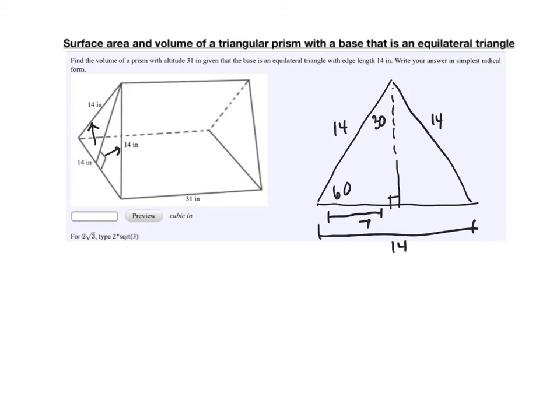Well, remember, we can use Pythagorean theorem, or you could use a 30, 60, 90. Either way you want to do it. But with the 30, 60, 90, the hypotenuse was 2t, and this length was t, and the height, which is what we really need to find the area of that base, is t root 3. So I can see that t is 7, making the height 7 root 3. So the height of our triangle is 7 root 3.